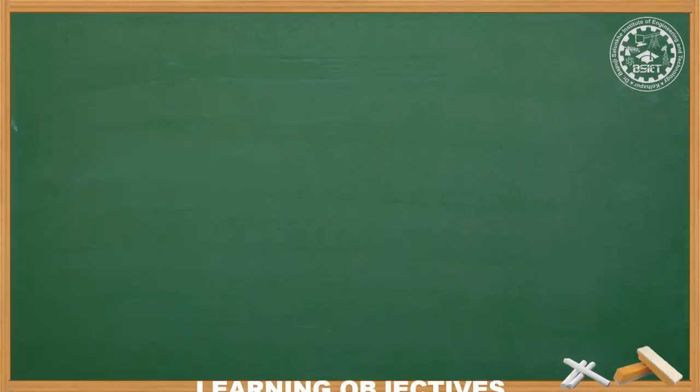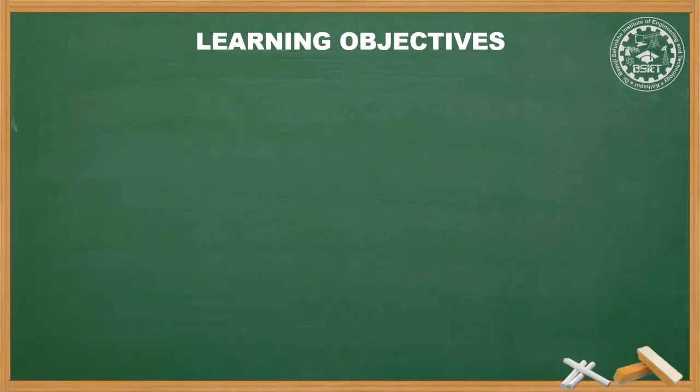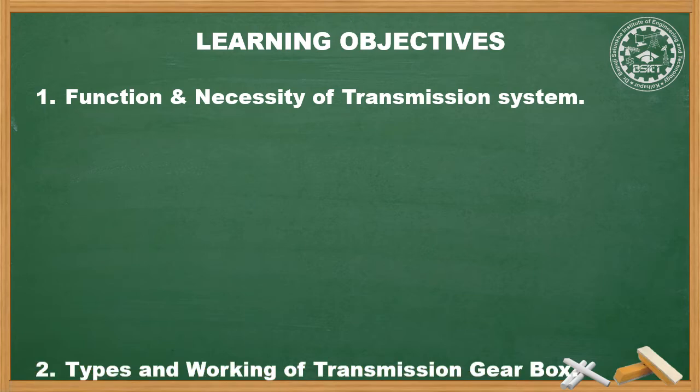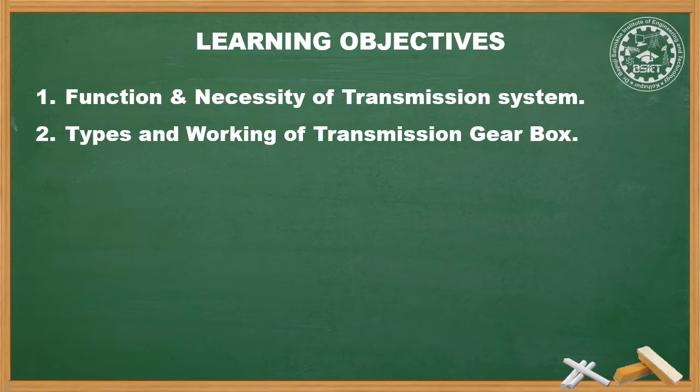The learning objectives for today's session are: number 1, function and necessity of transmission system. Why a transmission system is necessary in an automobile vehicle will be studied in today's session, and the function of transmission system. Second, types and working of transmission gearbox. Different types of transmission system or transmission gearbox will be studied in today's session.